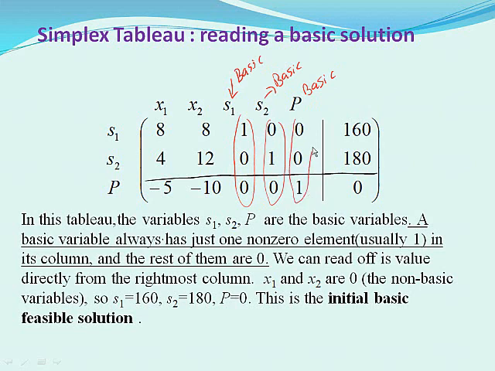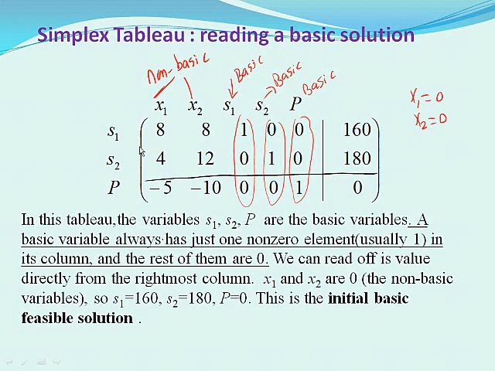Once we separate the basic variables, the remaining variables in the system are called non-basic. So we have two variables which are non-basic: x1 and x2 are non-basic variables. In order to read the solution at this stage, we put the non-basic variables to 0. So in this case we need to put x1 equal to 0 and x2 equal to 0, which are the non-basic variables, and then we solve for the remaining variables using the equations.